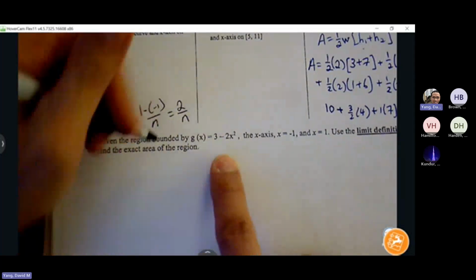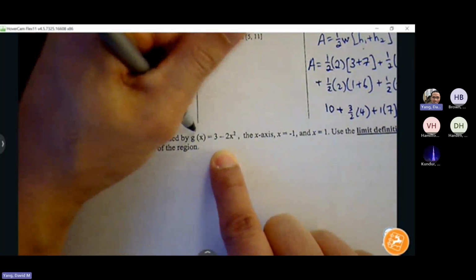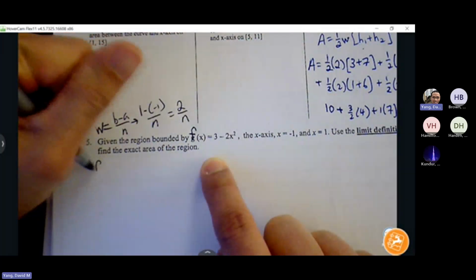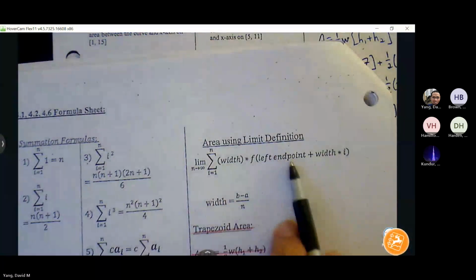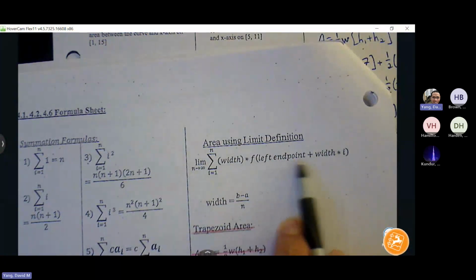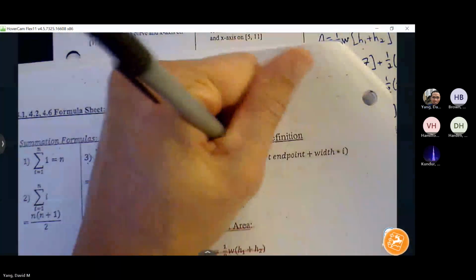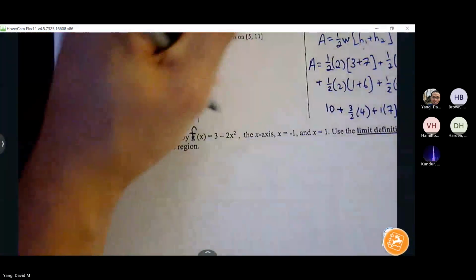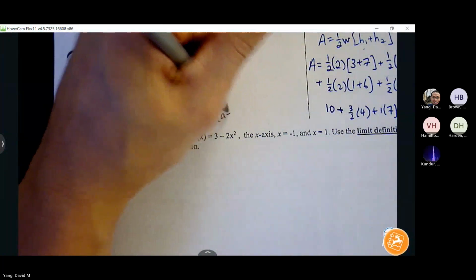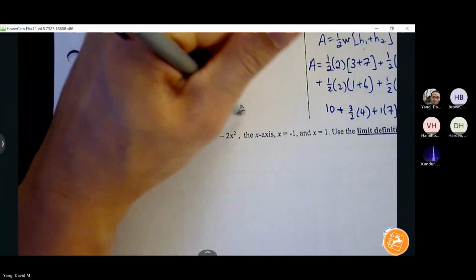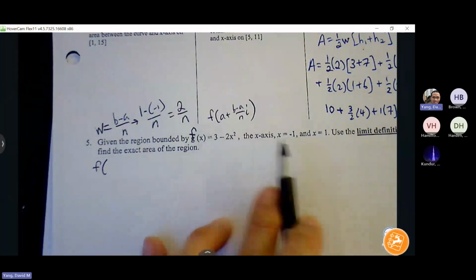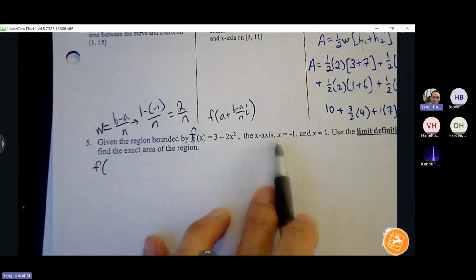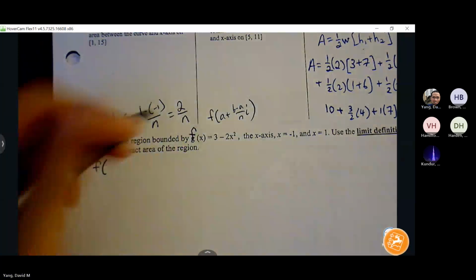Next up, let's find our height component. Let me rename this f here. So f of a plus, or left endpoint plus width times i. So my left endpoint is -1. So -1 plus 2 over n times i.